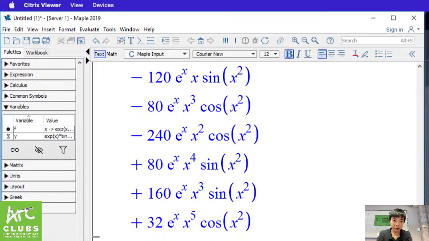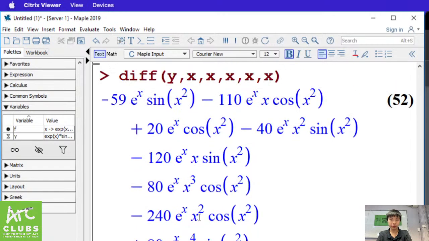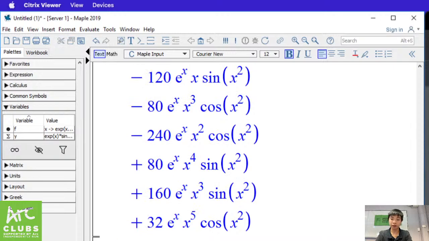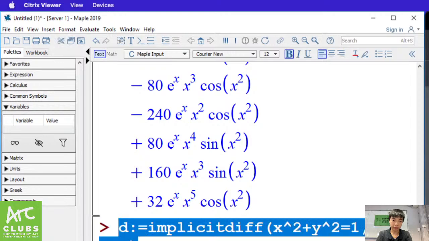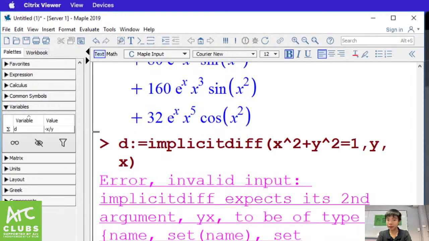Something's wrong. Let's diff y x. Okay. It's because this variable seems to be already assigned, so we have to restart. And then we should be able to do this now. Yeah, so we get the implicit diff with y and x. And then, of course, we don't see an arrow here, so it means that it's an expression.